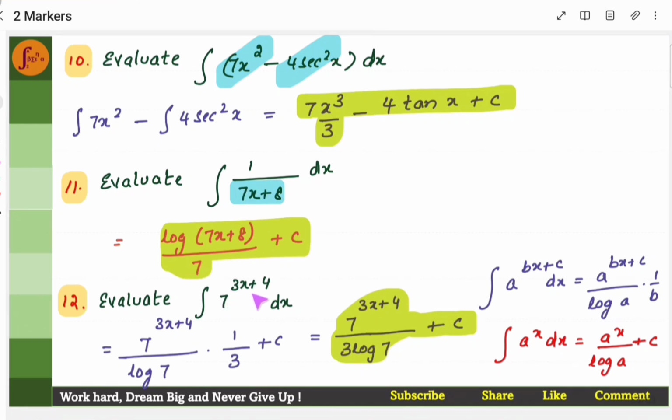Now this is of the form integral of a to the power x. The integral of a to the power x is a to the power x by log a. This is the standard formula. So if you remember this, you can substitute directly. Instead of a, you have 7. And always remember to put the coefficient of x in the denominator. The coefficient of x is 3. Put it in the denominator always.